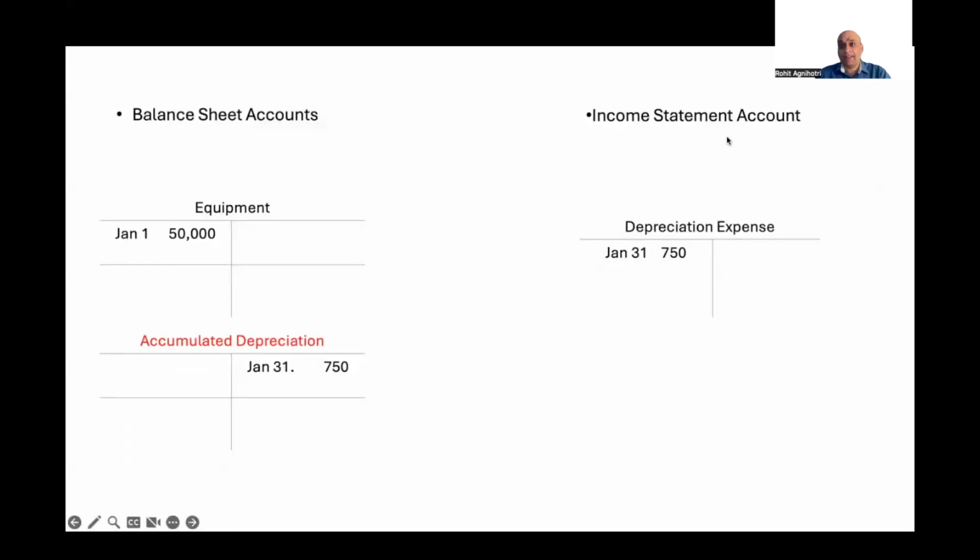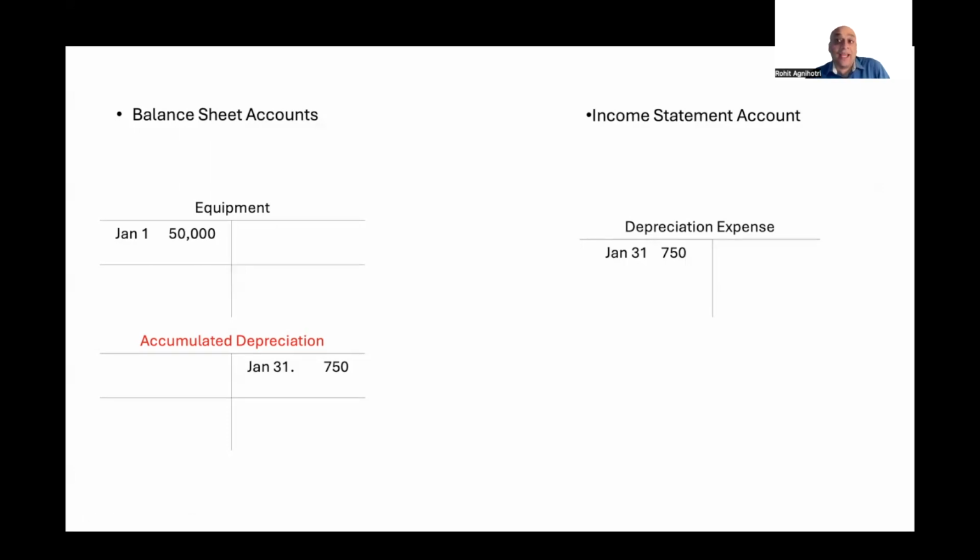First, let us see what happens in the two financial statements. The first one is balance sheet. In our balance sheet, you will see that we will record the equipment. Okay, so on January 1st, we recorded a debit entry. On the left side of the T account is debit, so $50,000. And on the income statement, on January 31st, you will see depreciation expense for $750. At the same time, on January 31st, you will see accumulated depreciation of $750.